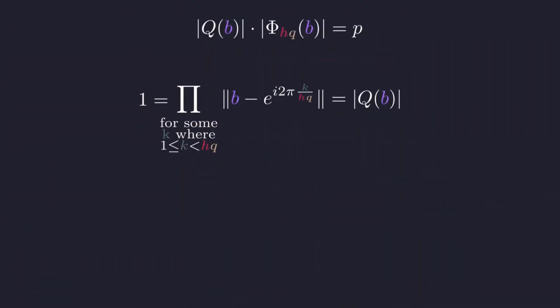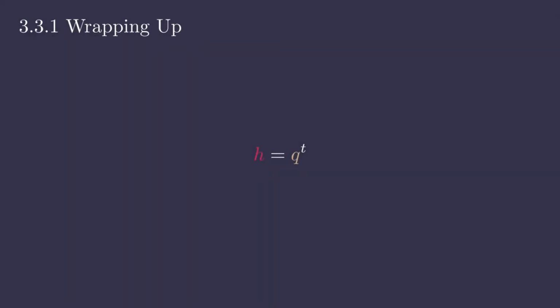Since each of the terms in this product is greater than 1, the only way for it to be exactly 1 is if there are no terms at all, and q of x is an empty product. This means that q of x equals 1 for all input values, not just b. In other words, if phi sub q of b to the h is prime, not only does phi sub hq of x divide phi sub q of x to the h, these two polynomials are actually equal.